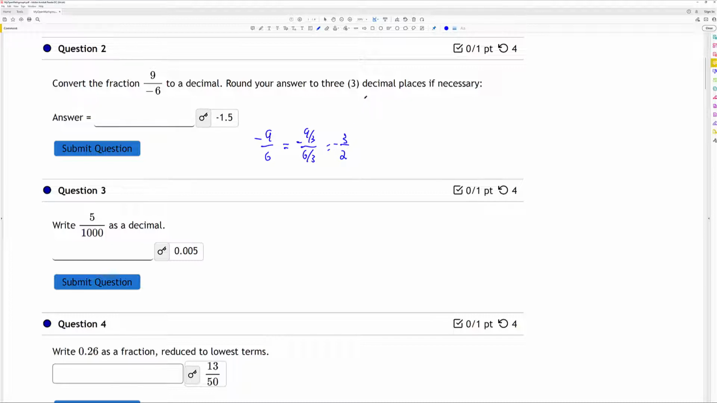And we can divide that fractional part here. 2 will go into 3 one time. 1 times 2 is 2. 3 minus 2 is 1. 2 will go into 10. My decimal point there. 2 will go into 10 5 times. 2 times 5 is 10. And the remainder is 0. So my answer here is going to be a negative 1.5.